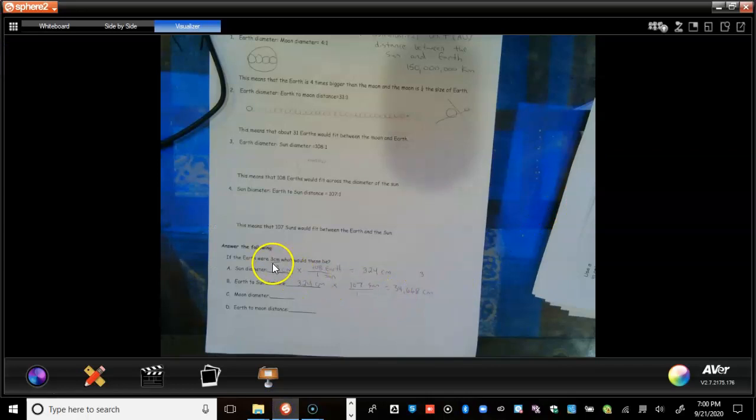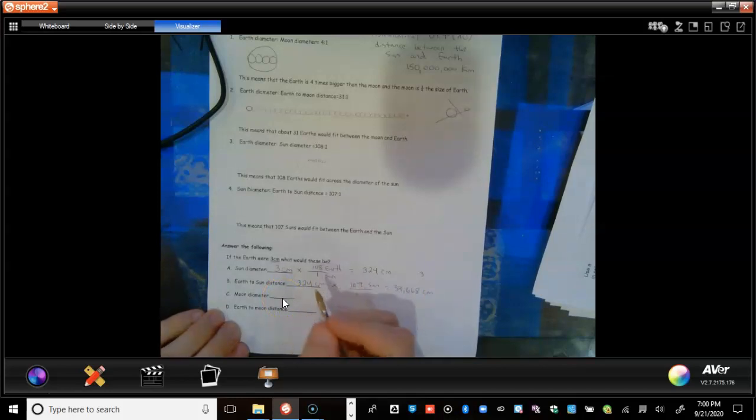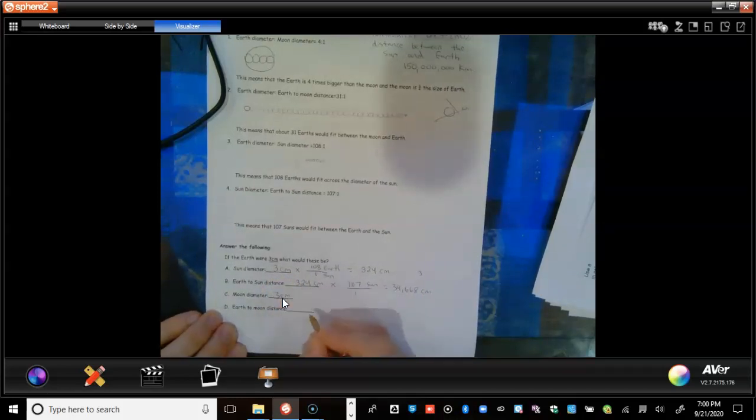So the Earth is 3 centimeters in diameter, the Sun is 324 centimeters, and the 150 million kilometer astronomical unit distance from the Earth to the Sun is 34,668 centimeters. Let's do the Moon diameter, going a little smaller. 3 centimeters is the diameter of the Earth, but the Moon is basically 1/4. It's a 1:4 ratio.